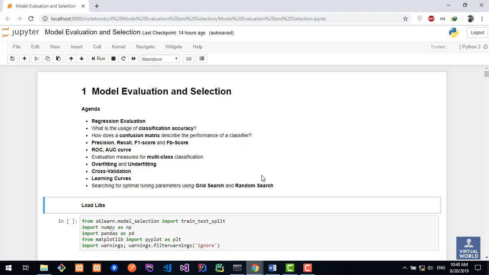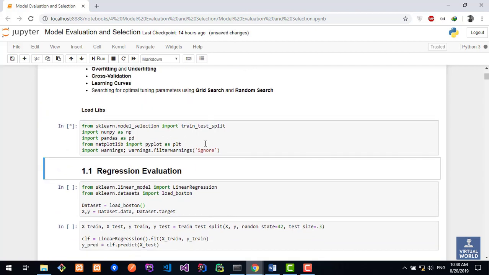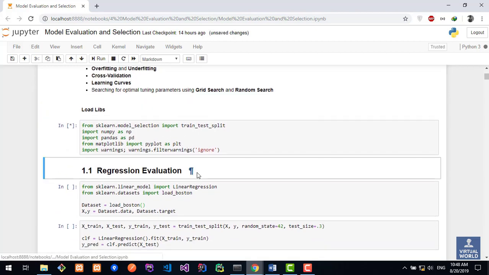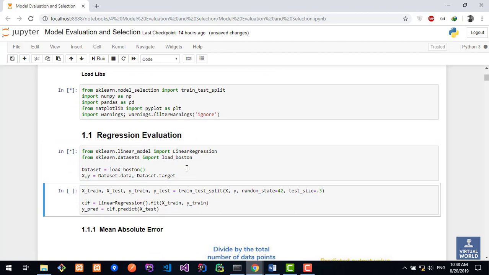Hello guys! In this lecture, we will learn how to evaluate regression models. But first, let's import the libraries we are going to use in this section. Now let's import the Boston dataset, which is a dataset of house prices in Boston City.